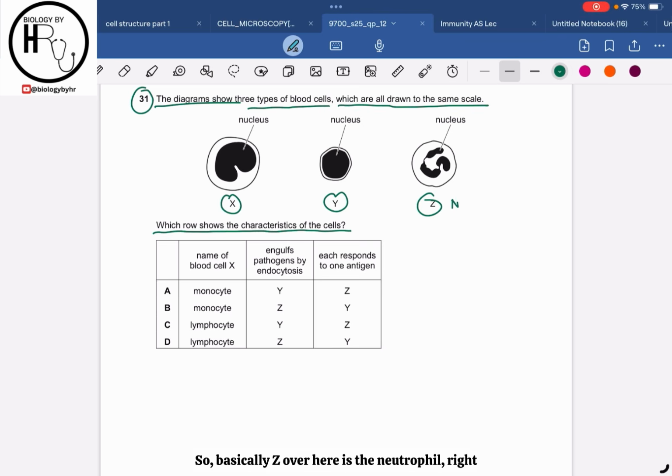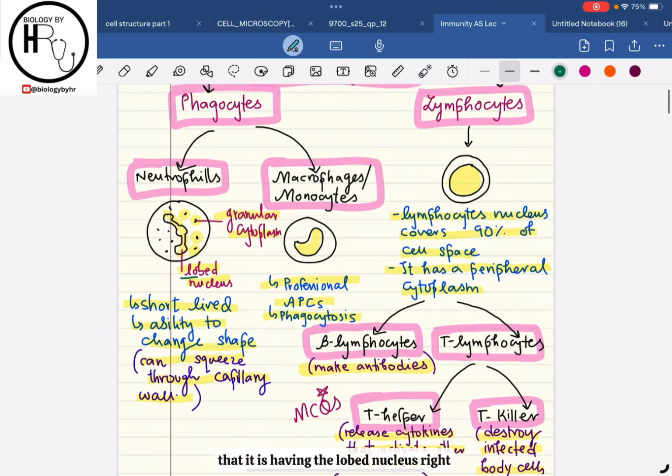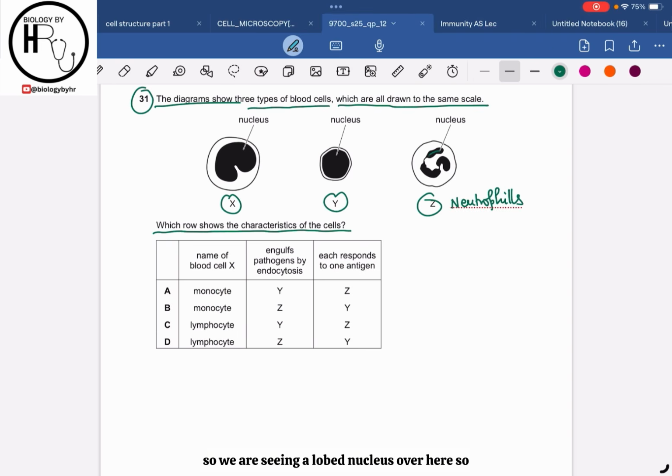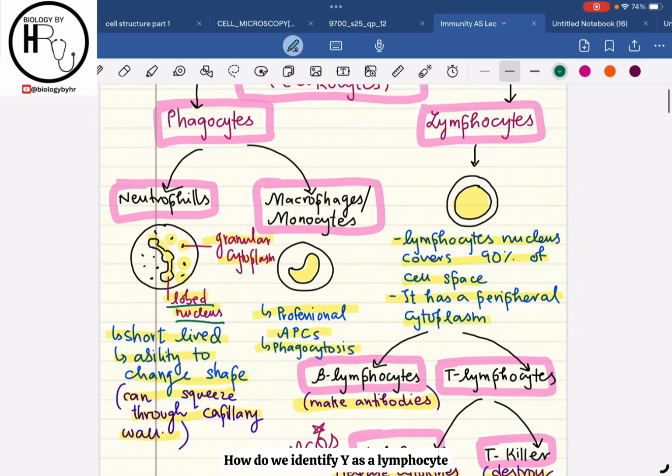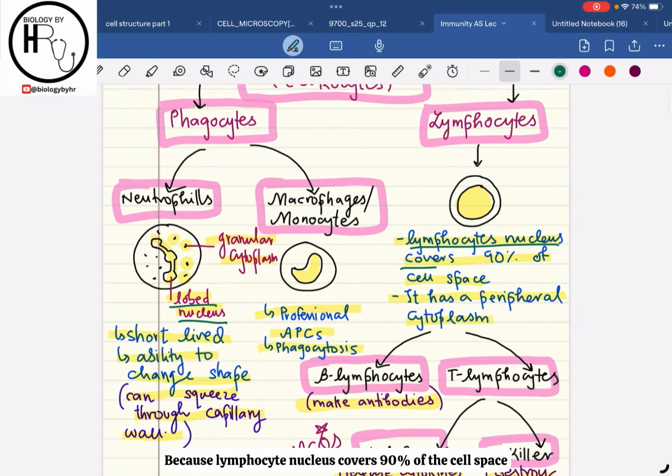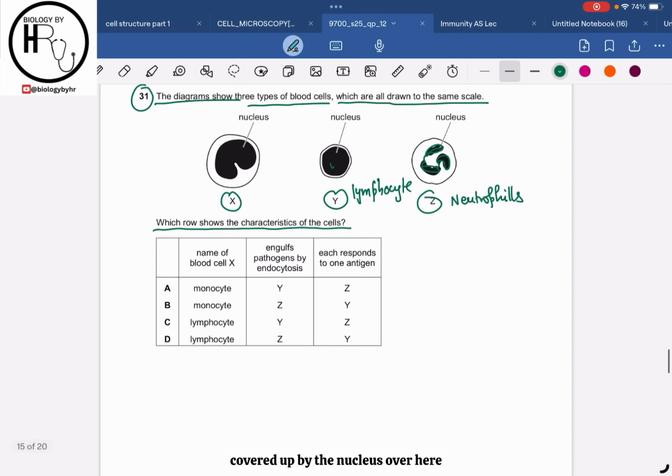So basically Z over here is the neutrophil, right? Why have we considered this to be a neutrophil? Because the property of the neutrophil is that it has a lobed nucleus, right? So we are seeing a lobed nucleus over here. That is why we have said that this is a neutrophil. Then if I talk about Y over here, Y is the lymphocyte. How do we identify Y as a lymphocyte? Because the lymphocyte nucleus covers 90% of the cell space and almost all of the cell space has been covered up by the nucleus over here.